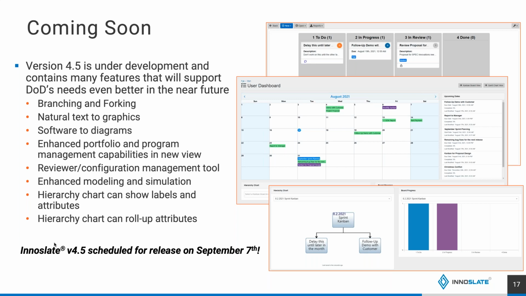Another thing that's going to come in here very soon that you're going to be interested in is the hierarchy chart is going to be able to show labels and attributes. That's going to be very valuable for you to do like a utility analysis and things like that. So that, again, is something that can help you with that whole working to achieving those strategic objectives.